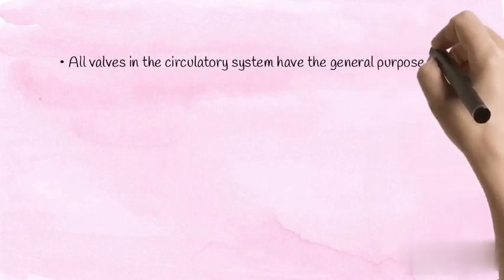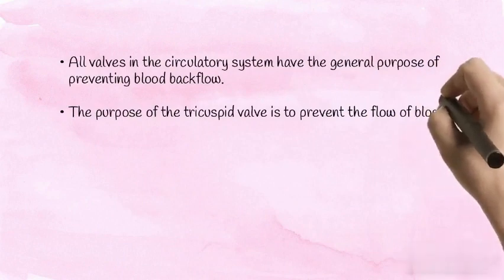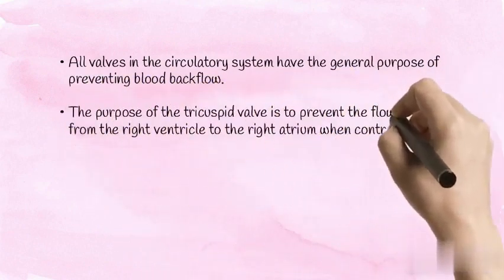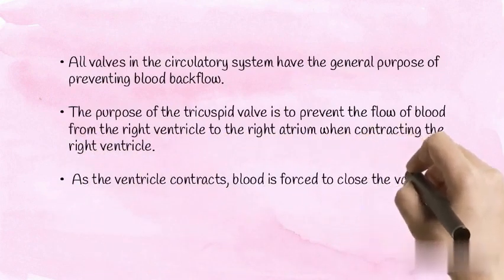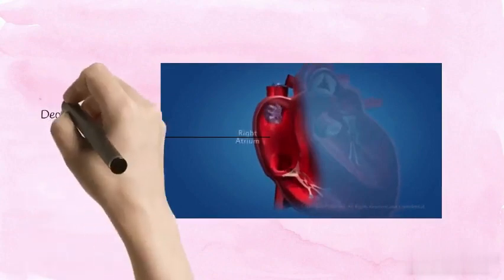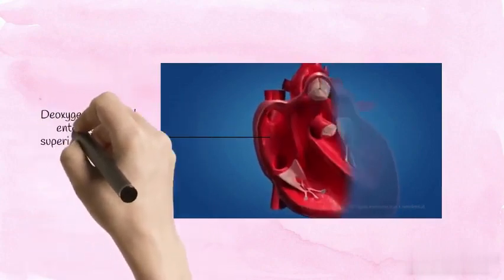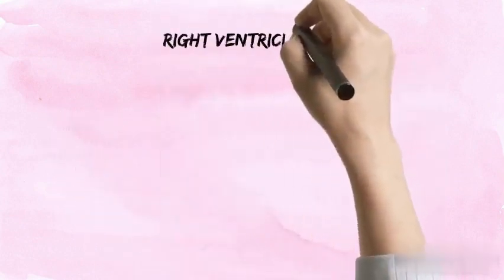All valves in the circulatory system have the general purpose of preventing blood backflow. The purpose of the tricuspid valve is to prevent the flow of blood from the right ventricle to the right atrium when the right ventricle contracts. As the ventricle contracts, blood is forced behind the three valve flaps, closing the valve. This is how the blood flows. Deoxygenated blood entering from the superior and inferior vena cava into the right atrium.